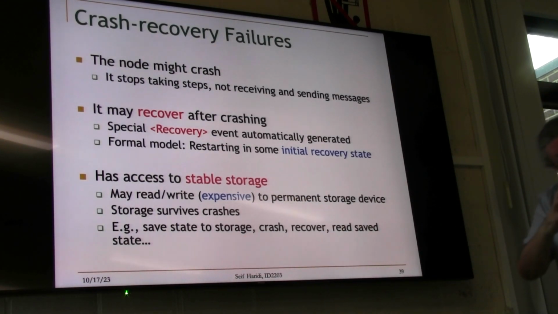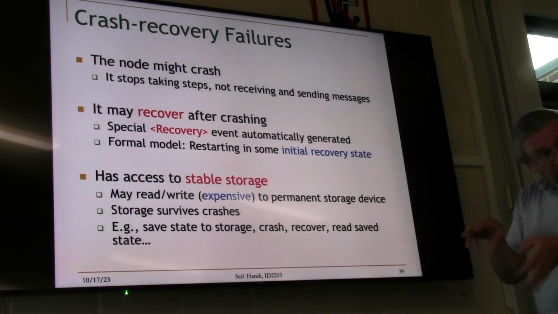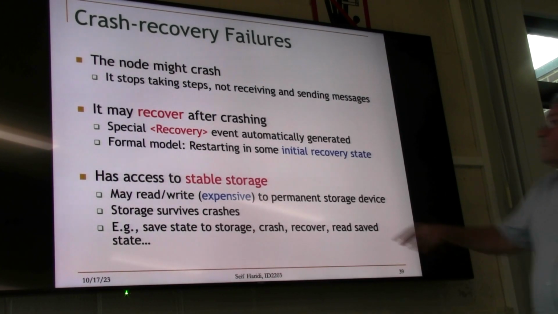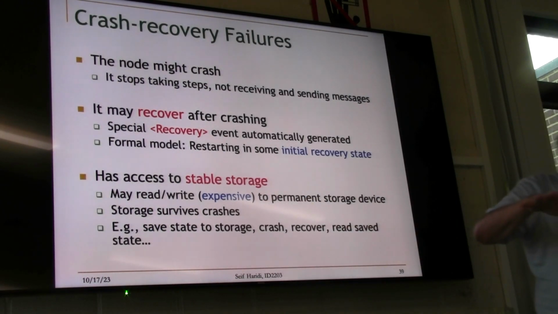So the local memory of the node, there's two kinds. There's memory that disappears when it crashes, and when it recovers, it's gone. And there's memory that survives. So when it recovers, it sees that memory. And that's called stable storage. Okay? So this is a weird kind of failure.